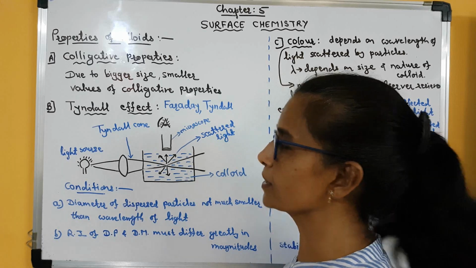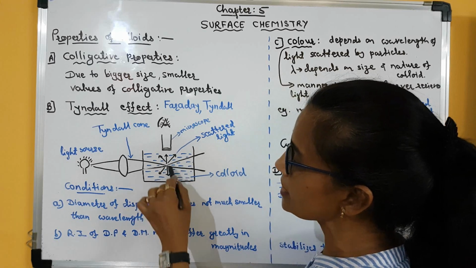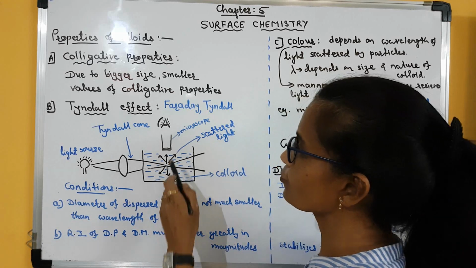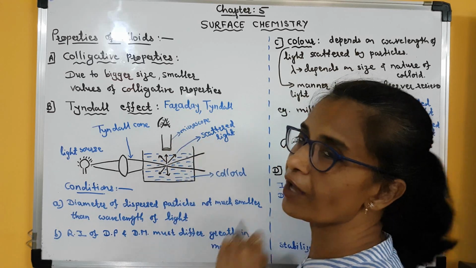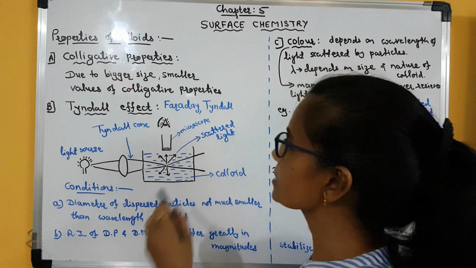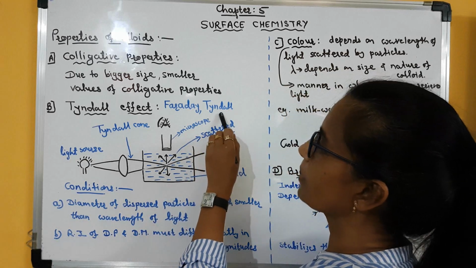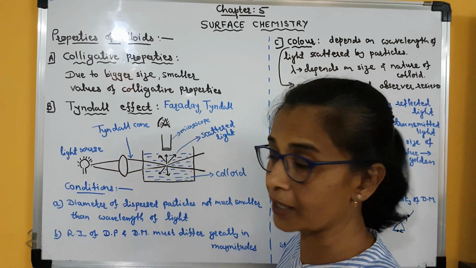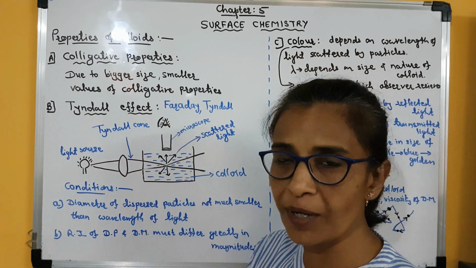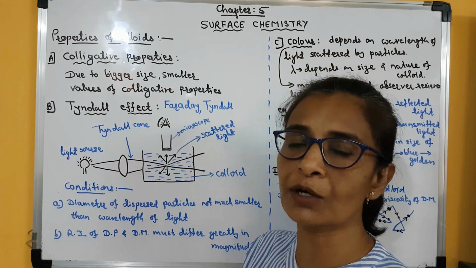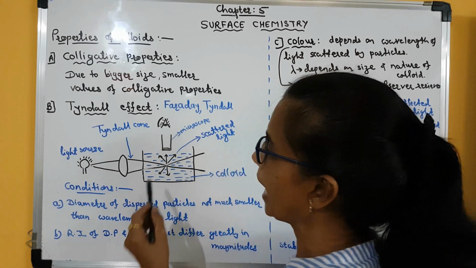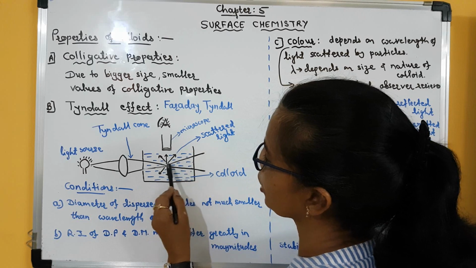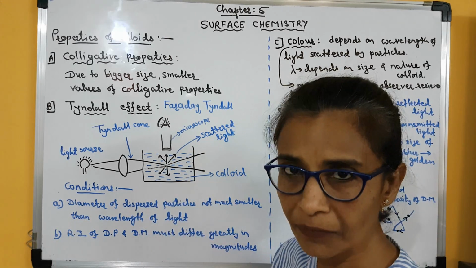Why is it called the Tyndall effect? Because this type of illumination of the path of the light was first observed by the scientist Faraday, but afterwards it was studied in detail by the scientist Tyndall, and that is why it is known as the Tyndall effect. So the Tyndall effect explains the optical property of colloidal solution, and this type of cone which is obtained is called the Tyndall cone. Got it?